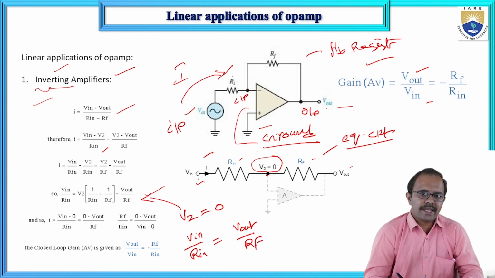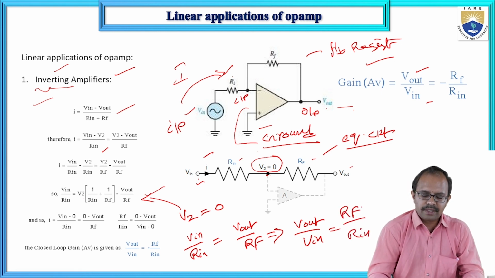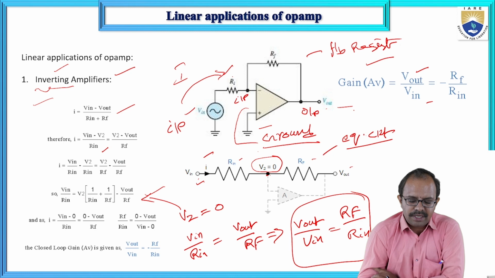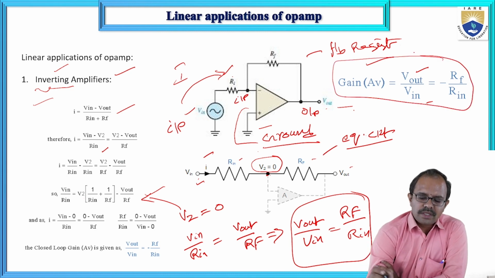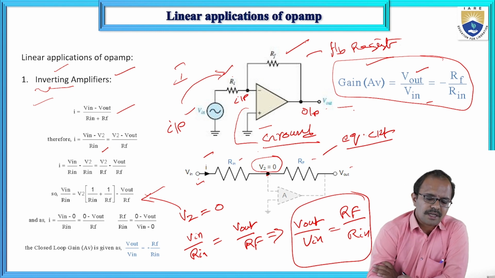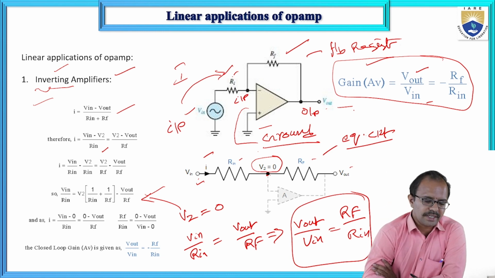Now what we need to determine? Gain. Gain is nothing but V out by V in. So perform cross multiplication. By doing cross multiplication, we will get the gain of the inverting amplifier. Gain of inverting amplifier is V out by V in equals RF by Rin, where RF is the feedback resistance and Rin is the input resistance connected to the input terminals. So this is called the inverting amplifier.